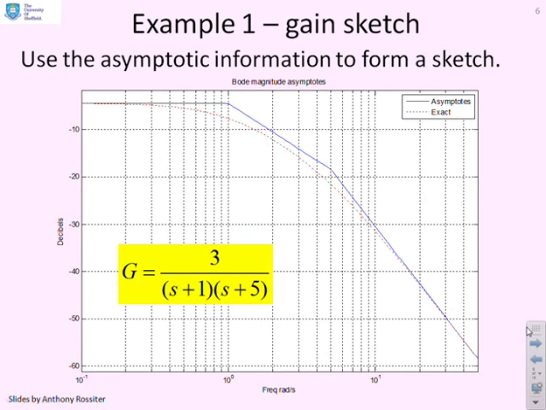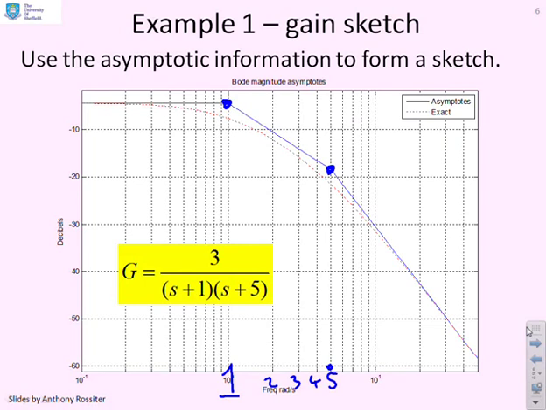And here you can see the result. So here's a frequency of 1. And then we've got 2, 3, 4, 5. So here's a frequency of 5. So I've got corner points at frequencies of 1 and 5.